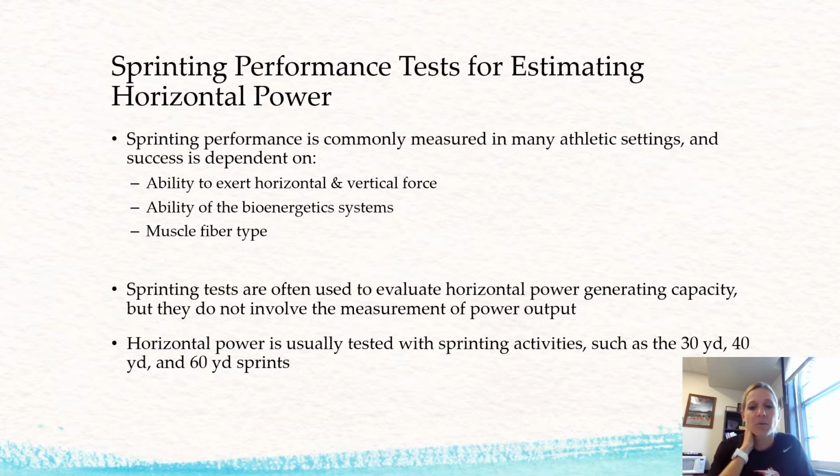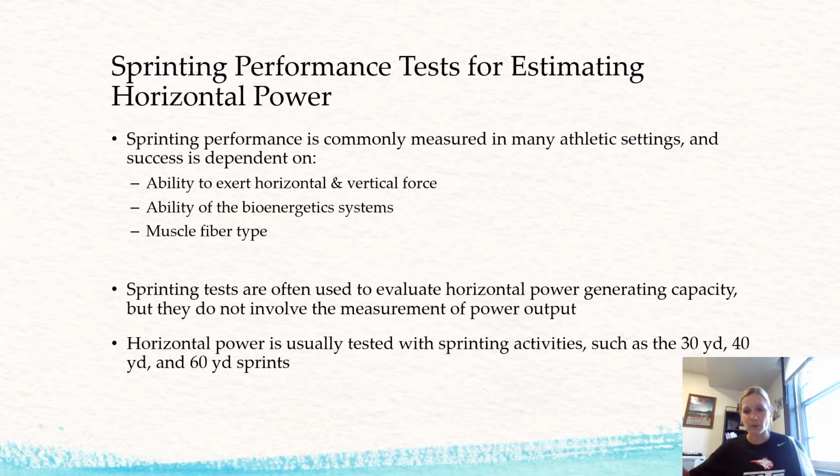So when we think about sprint performance tests for estimating horizontal power, again, our sprinting performance is commonly measured. So it's very common for us to use a 40-yard dash in order for us to kind of quantify or predict athletic performance in a variety of sports. Okay, so again, what are we looking at? The various elements of this particular test. We'll look at our ability to exert not only horizontal force, but also a little bit of vertical force as well. Our ability of the bioenergetic system.